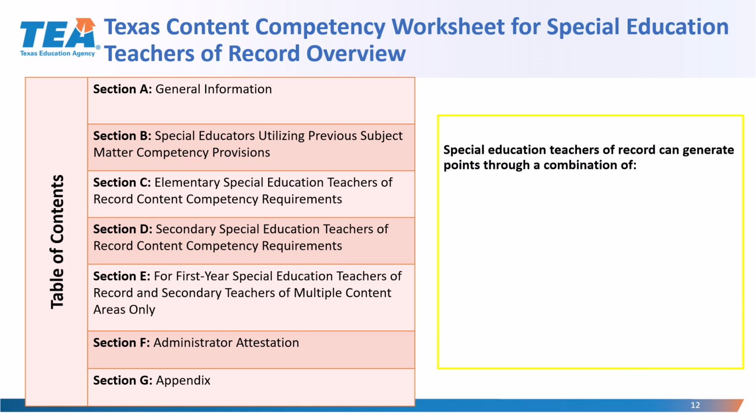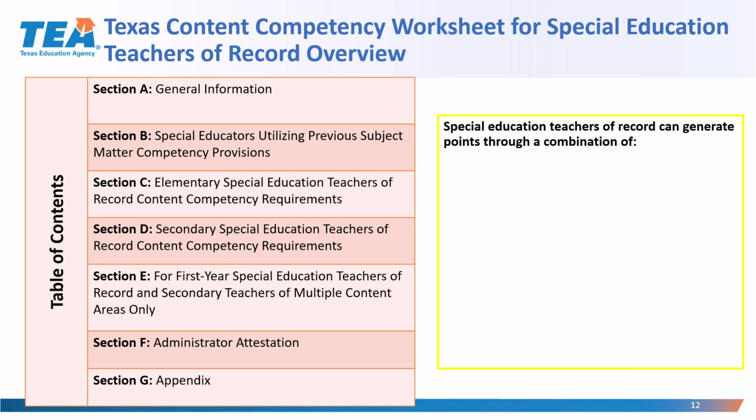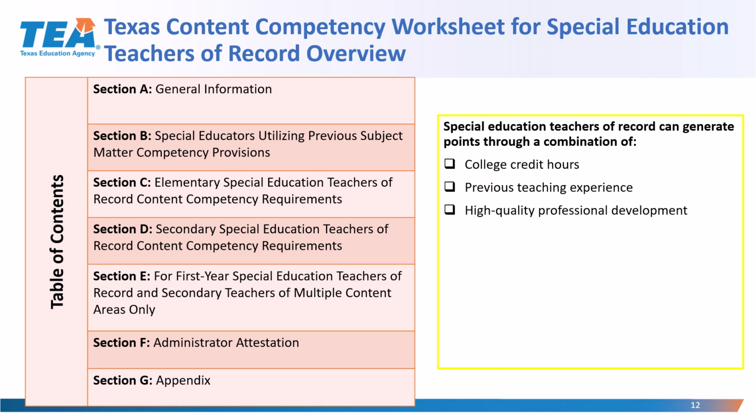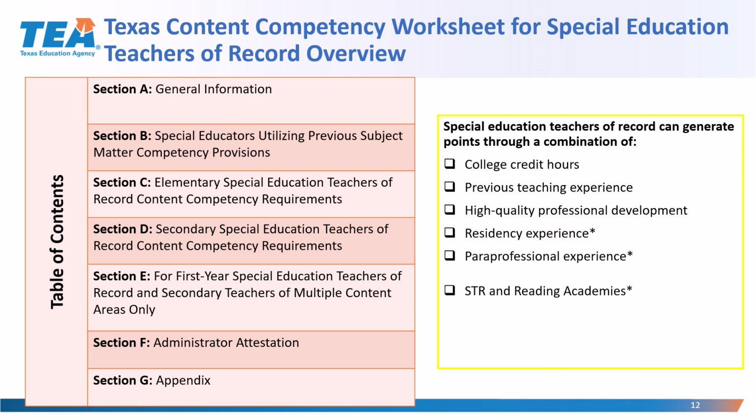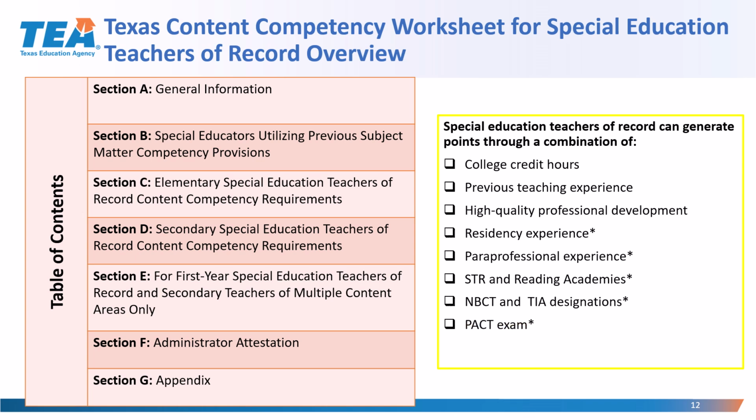Across different sections of the Texas worksheet, special education teachers of record can generate points through a combination of college credit hours, previous teaching experience, high-quality professional development, as well as residency experiences, previous paraprofessional experience, a passing score on the Science of Teaching Reading exam, or successful completion of the Texas Reading Academies, as well as national board certification and TIA designations, in addition to a passing score on an aligned PACT exam.